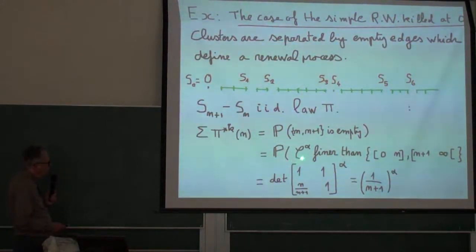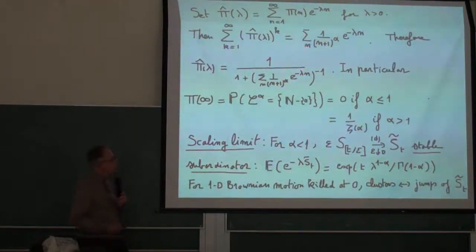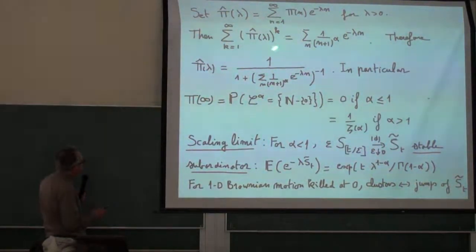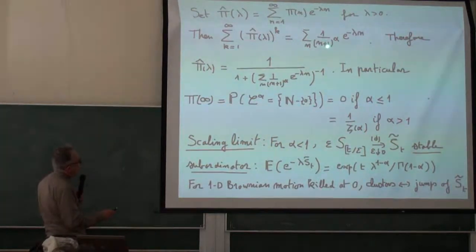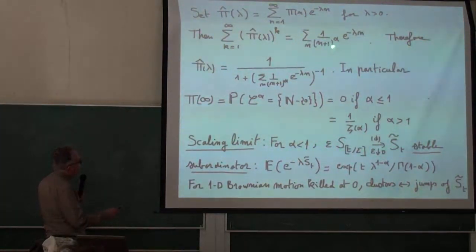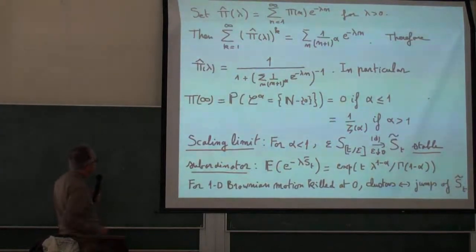And so the probability that this edge is empty, you can compute by the previous expression. So we can compute these things by the previous calculation. It is a determinant. And so you find 1 over n plus 1 to the power alpha. So if you compute the Laplace transform of pi out of this information, you get that you had convolution, so now you have powers. And here you have the Laplace transform. Again, sum in n of 1 over n plus 1 to the alpha e to the minus lambda n. So this gives you a formula for the Laplace transform of pi.